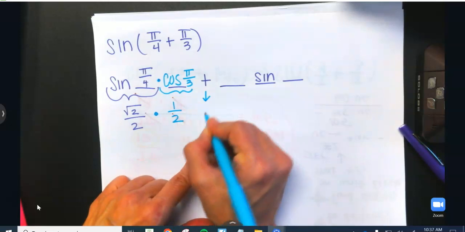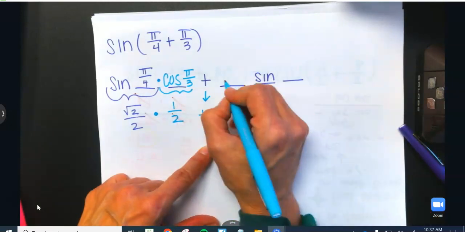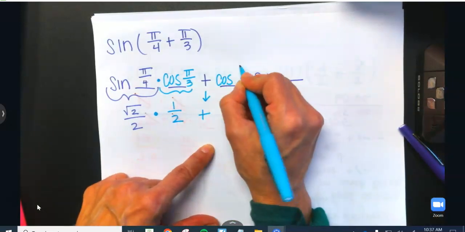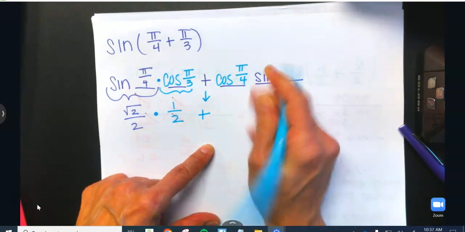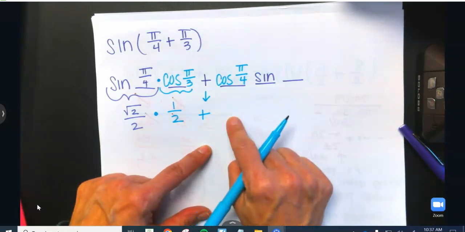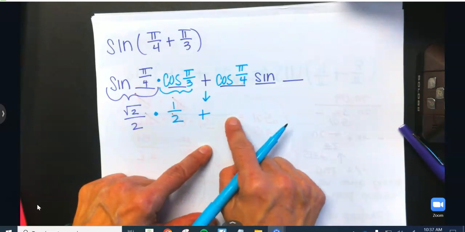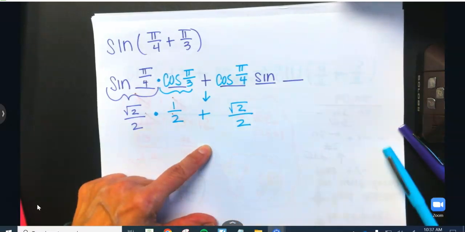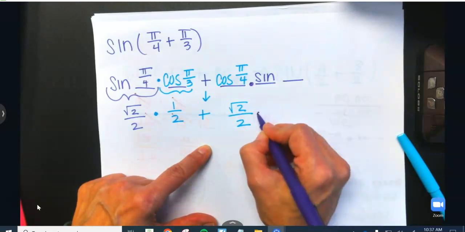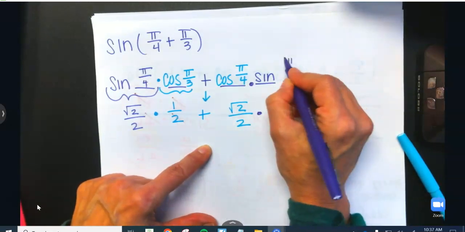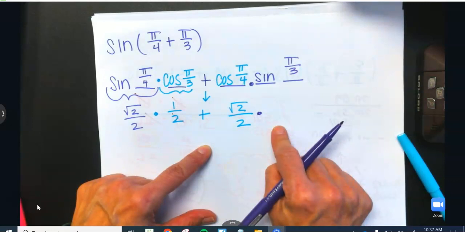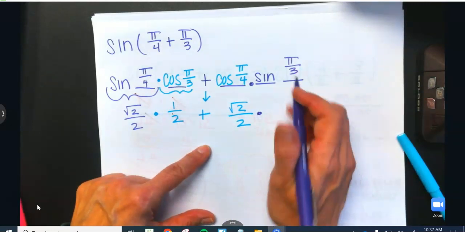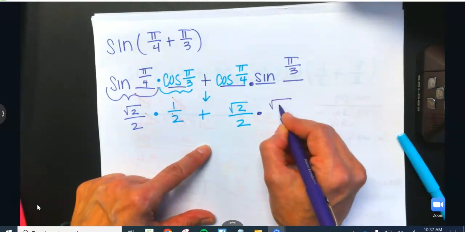We copy the plus sign. This is going to be cosine of alpha. What goes here? Yes. Times sine of pi over 3. What's this? Yes.